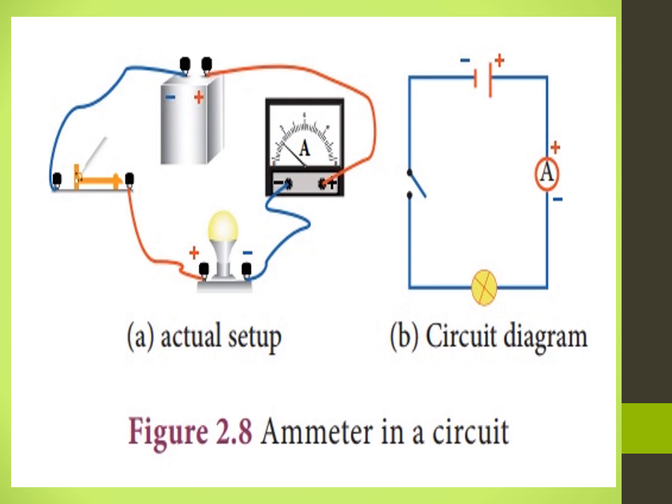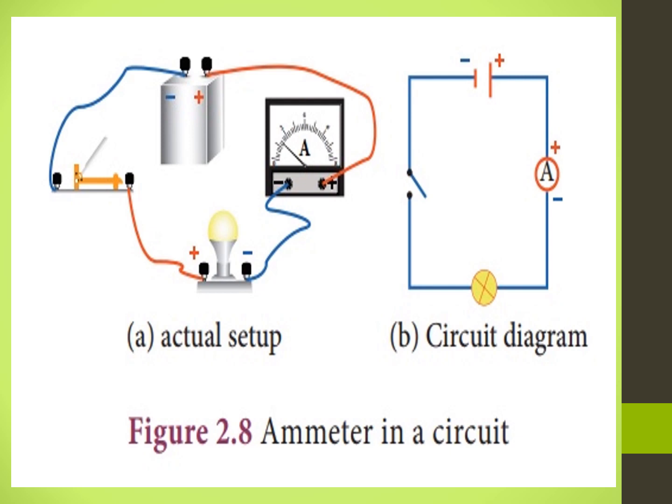Yes, the battery is there, and the positive wire is connected to the ammeter and the negative is connected to the bulb, and the switch is there. So it is an actual setup. In the circuit diagram, the battery is up, the ammeter is connected to the positive, and the bulb is there after the switch. So it is the measurement of electric current. Okay, children, everybody open the book now.